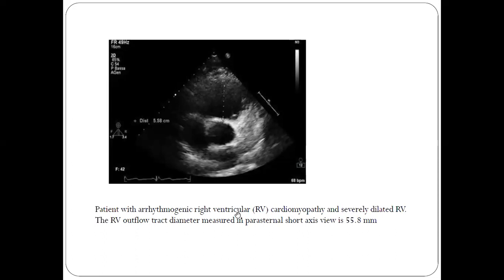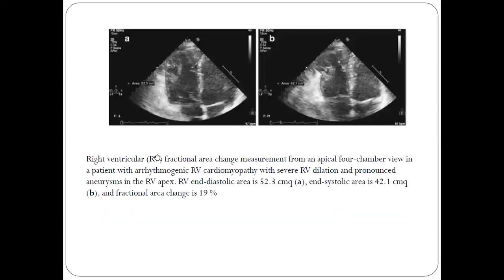You can also see a patient with arrhythmogenic right ventricular cardiomyopathy and severely dilated RV outflow tract diameter, measured in the parasternal short axis view, of 55.8 mm. So this is right ventricular fractional area change measured from an apical four-chamber view in a patient with arrhythmogenic RV cardiomyopathy with severe RV dilatation and pronounced aneurysm in the RV apex.